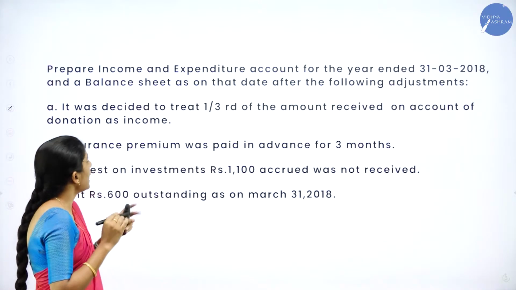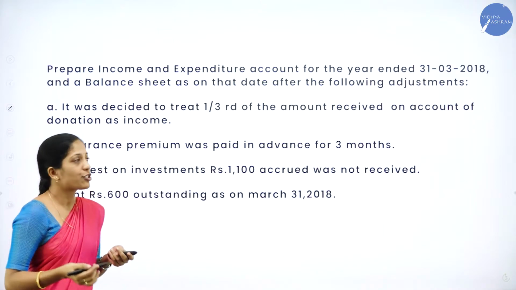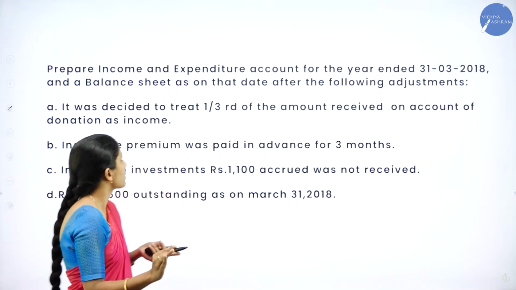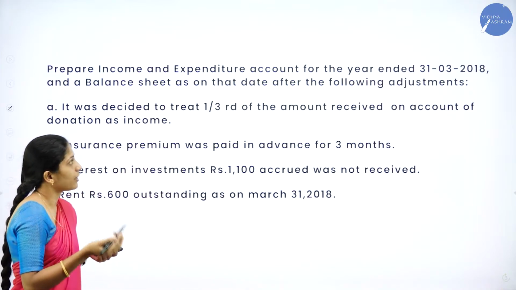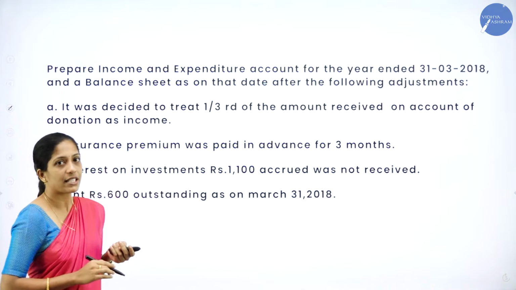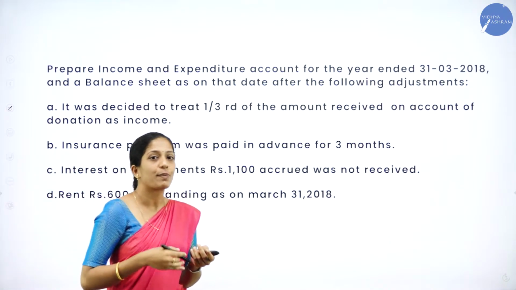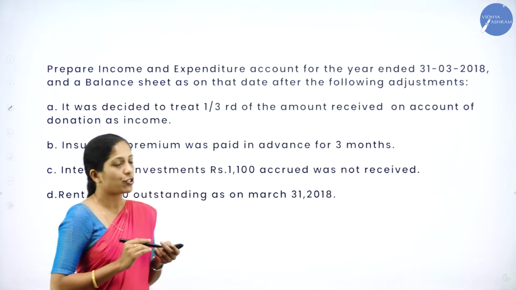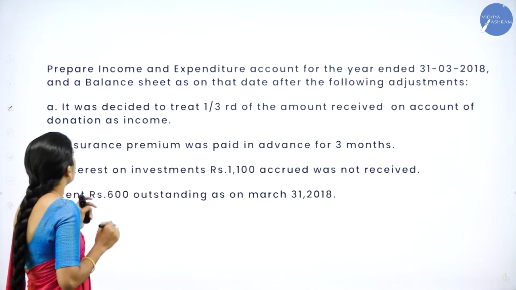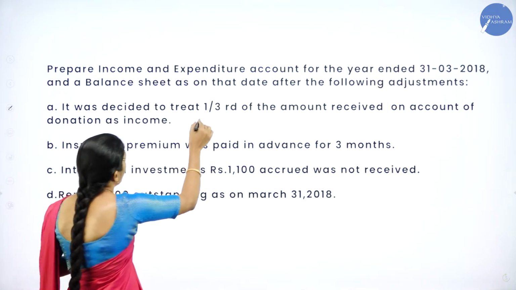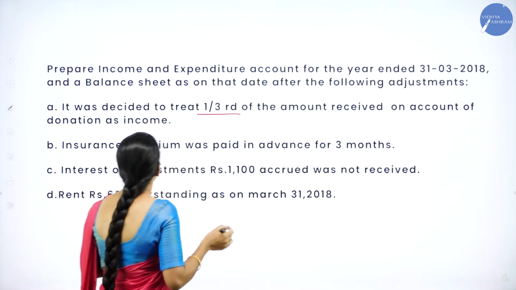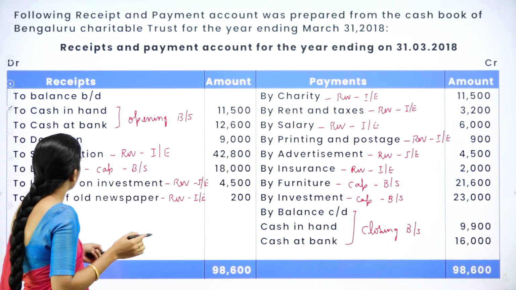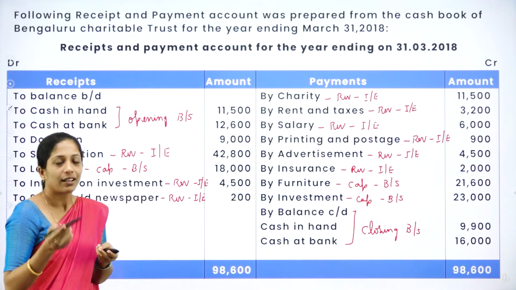Now we shall go through the adjustments. They have asked us to prepare the income and expenditure account for the year ended 31st March 2018 and the balance sheet as on that date after the following adjustments. The first is: it was decided to treat 1/3 of the amount received on account of donation as income. We did not know what the donation was.